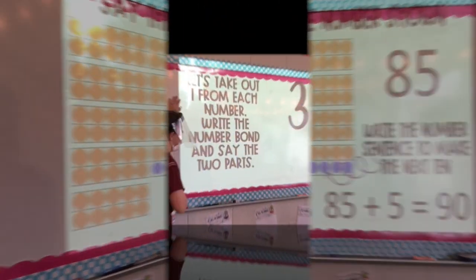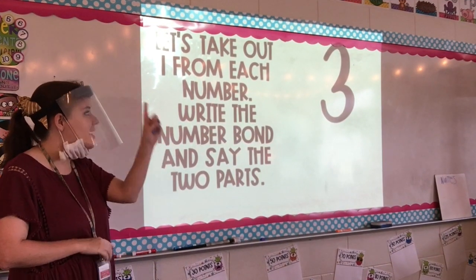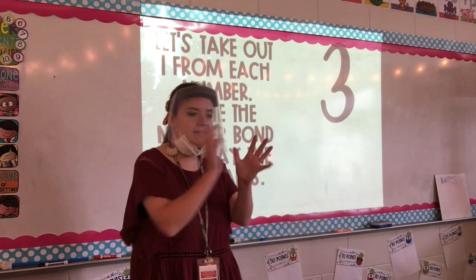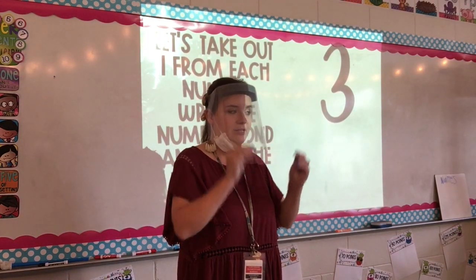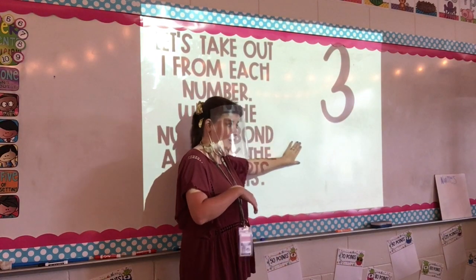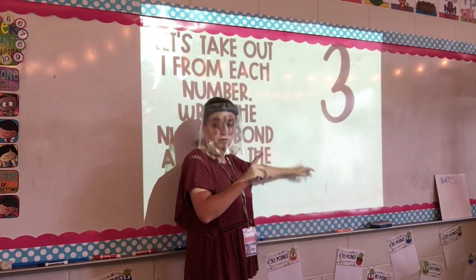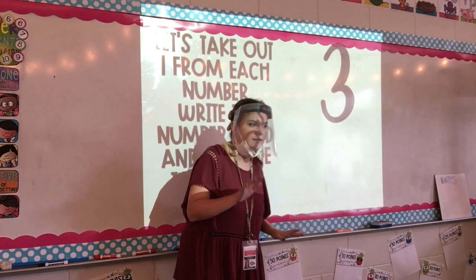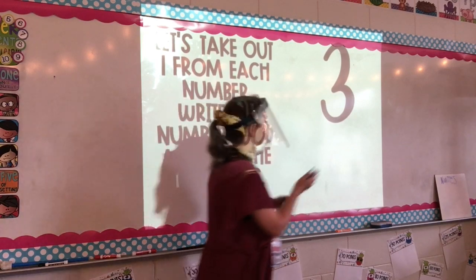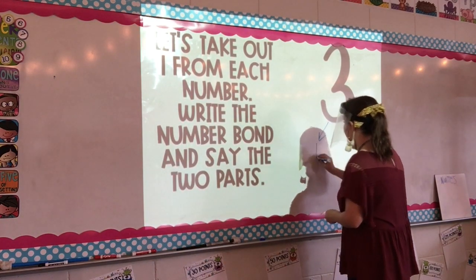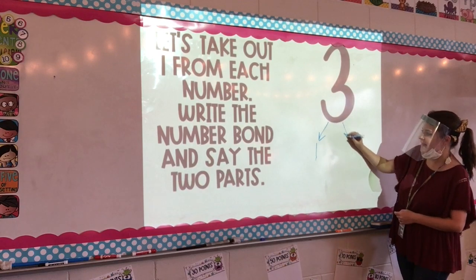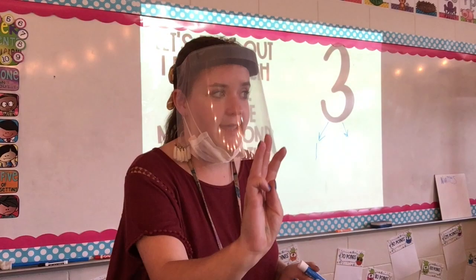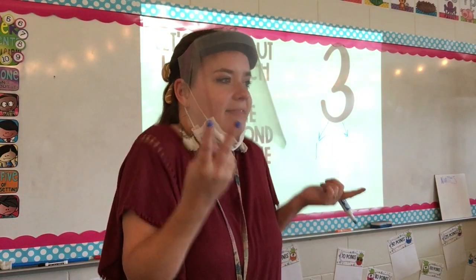Good job. Let's practice taking 1 out of each number that we see. Whenever we are taking a number out, we're just counting down by that 1. So if I were to take 1 out of 3, in a way we're making our own little number bonds. If I were to take 1 out of 3, what would I be left with? I have 3. Let me get closer. I have 3. I take away 1. What am I left with?